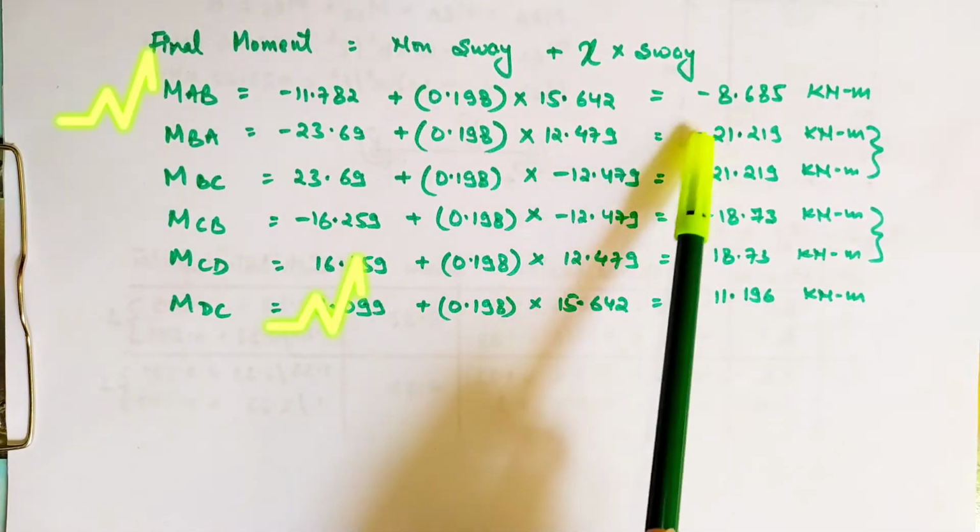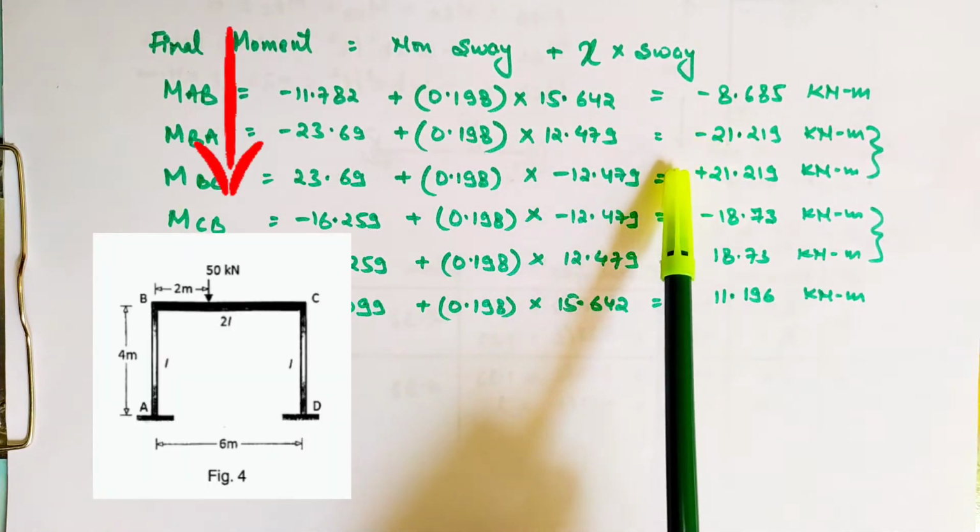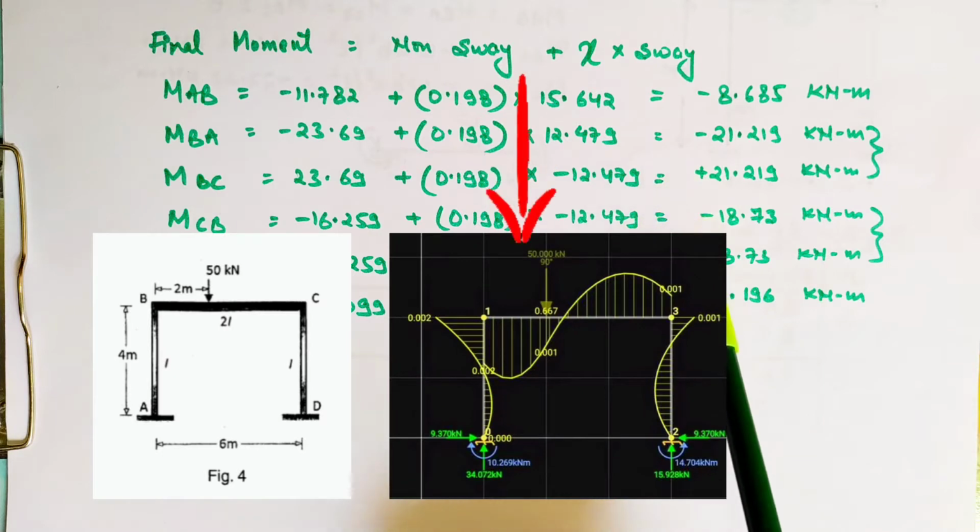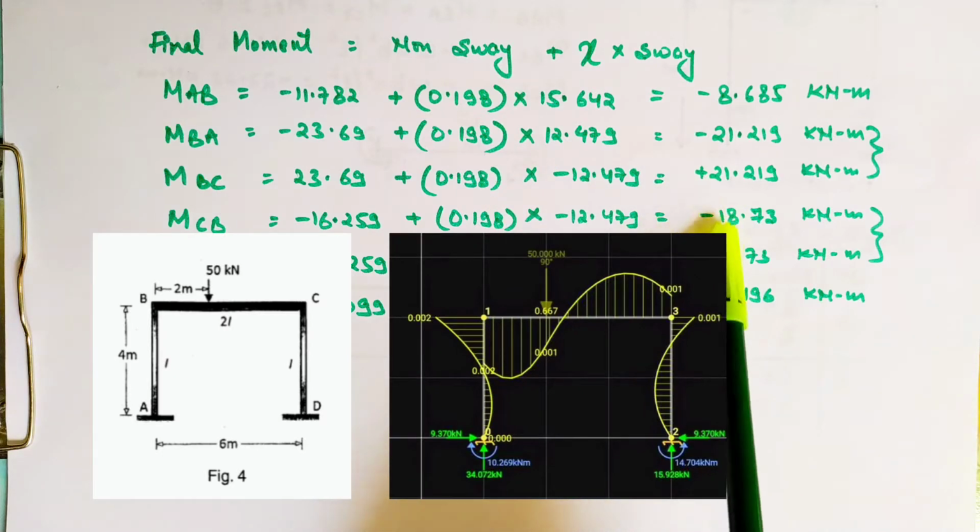So these are the final moments. This is the figure and this is the analyzed part. How we came on to these moments?